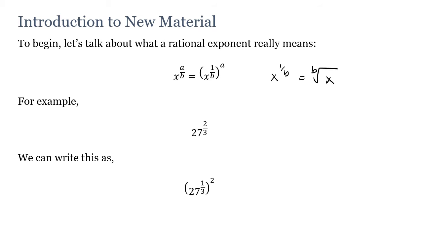So for example, 27 to the 2/3. Well, that can be rewritten as 27 to the 1/3 squared. Now remember that 27 to the 1/3 is the same thing as the cube root of 27. Well, that's actually just 3. And then 3 squared is 9. So 27 to the 2/3 is actually 9.